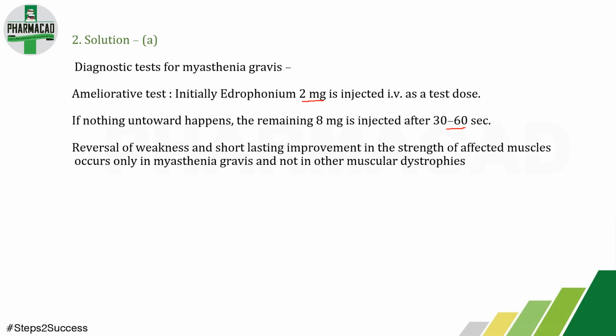What happens is the reversal of weakness and short-lasting improvement in the strength of affected muscles. It will occur only in myasthenia gravis patients and not in the ones suffering from muscular dystrophies. So this is how we can differentiate between myasthenia gravis and muscular dystrophy patients.